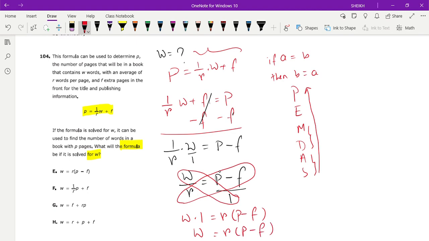Again, we're going to follow the same process of solving an equation. We're going to cancel out the constant, we're going to cancel out f. Then we're going to multiply by r. But we switch the right side information to the left side and the left side to the right side.